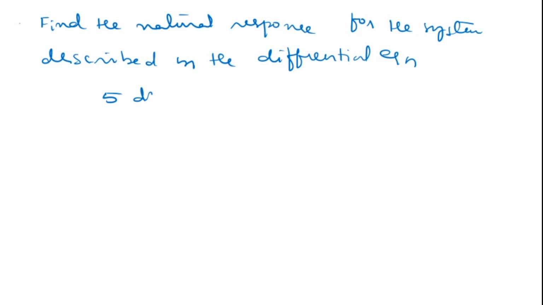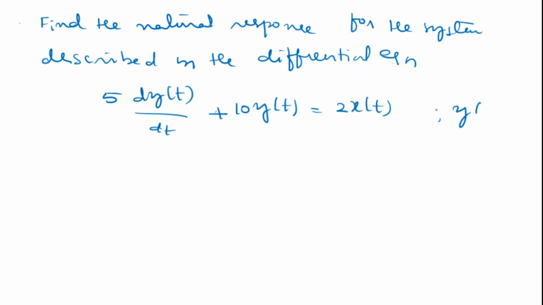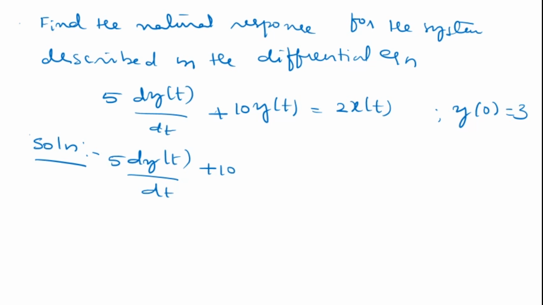5 dy(t)/dt plus 10 y(t) is equal to 2 x(t), given y(0) is equal to 3. Solution for this: the given system is 5 dy(t)/dt plus 10 y(t) is equal to 2 x(t), and y(0) is given 3.